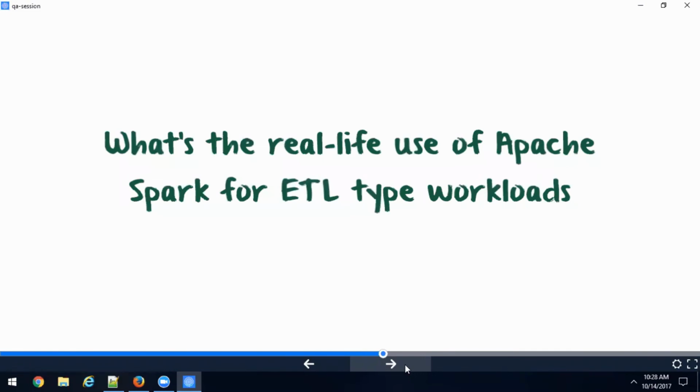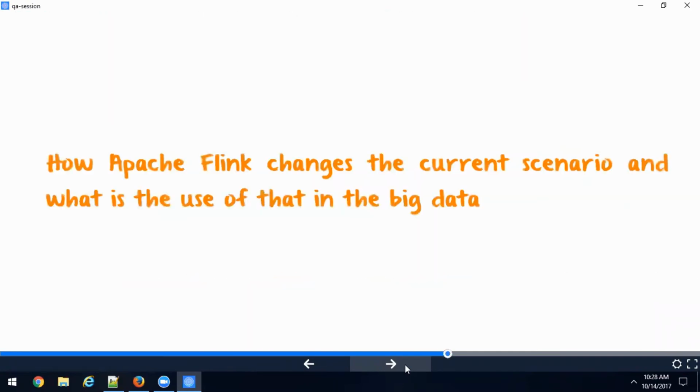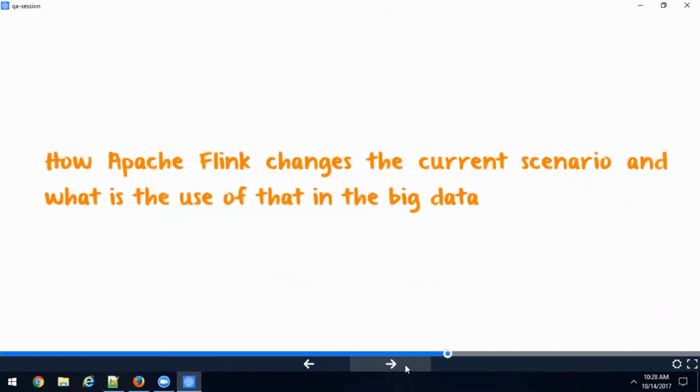All right. Now moving on. Another question related to framework. How does Apache Flink change the current scenario, and what is the use of that in big data? Again, a very interesting question.